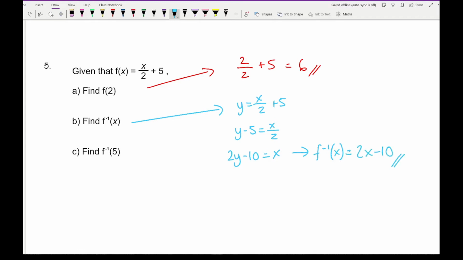And then for C, all I'm doing there is substituting x equals 5 into the inverse function. That's going to be 2 times 5 minus 10, which gives me a value of 0.